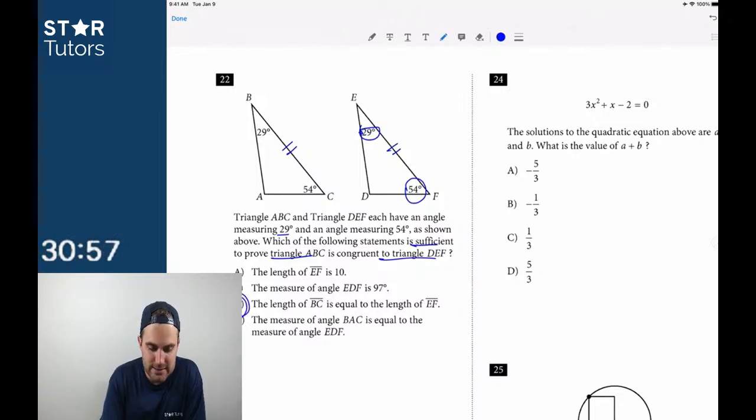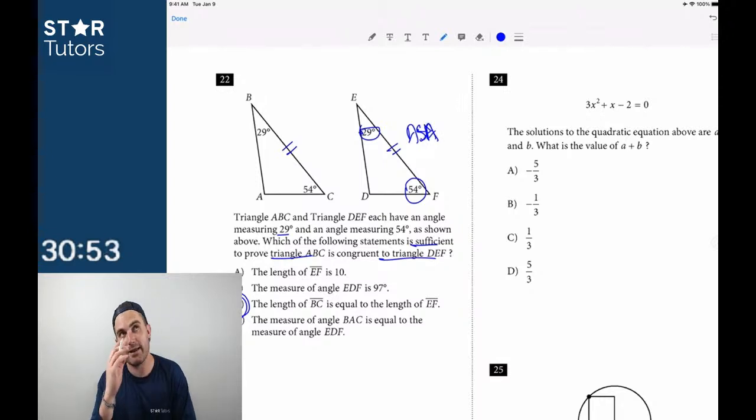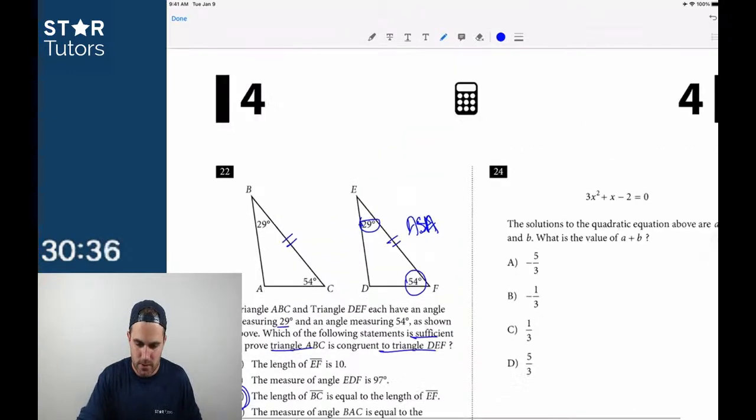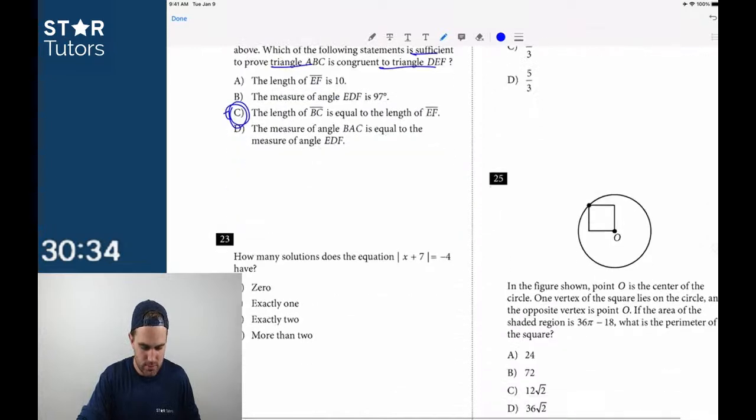I knew that because it was just angle, side, angle. There's only so many of those proofs: angle-side-angle, side-angle-side. There's only like 4 of them that you have to know. So there you go, it's got to be EF. So I think 22 has to be C. Let's keep going. Where did 23 go?